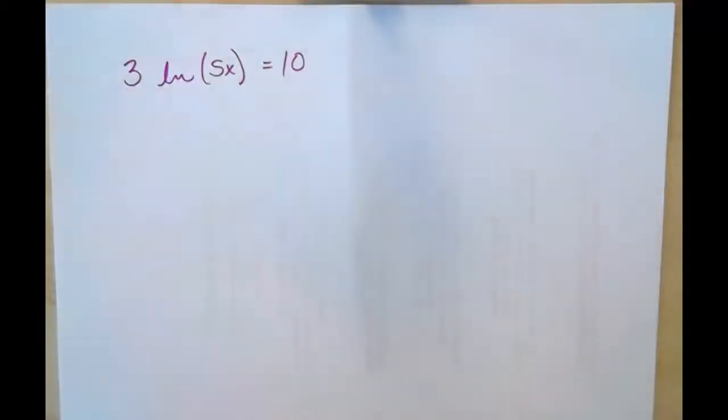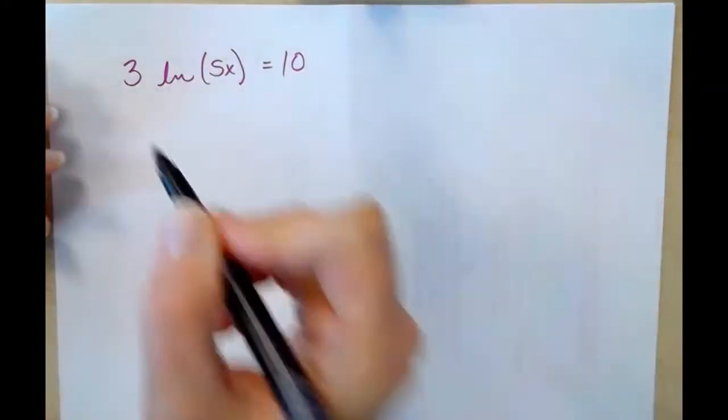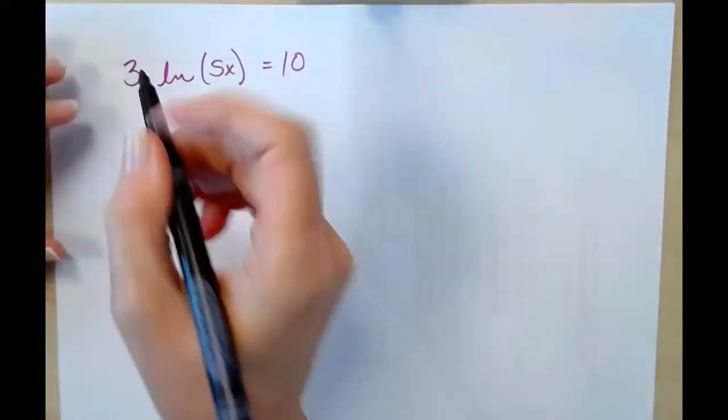So if we have 3 ln of 5x equals 10, we are solving for x. This is similar to one that we just did. Now, think about what we are doing here. The goal is to get the x by itself. So what makes the most sense? Isolate everything that's been done to the x.